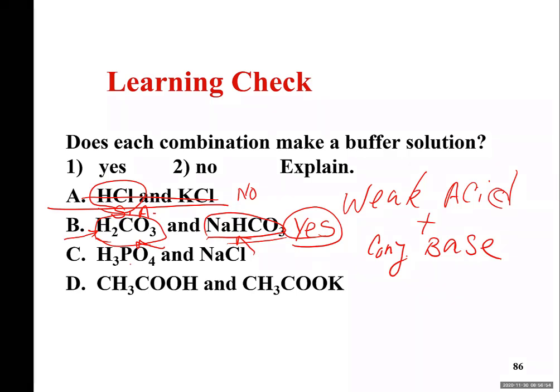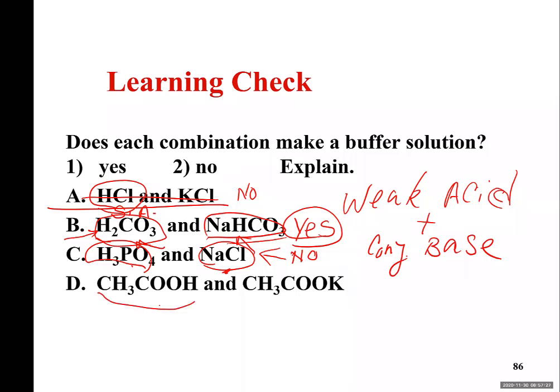Is this a weak acid? You check the table. Phosphoric acid is a weak acid. Is this a conjugate base of this acid? In other words, does this have everything except one hydrogen less? Obviously, no, they don't relate together by loss and gain of hydrogen. So this is not a conjugate base of this acid. So this does not make a buffer.